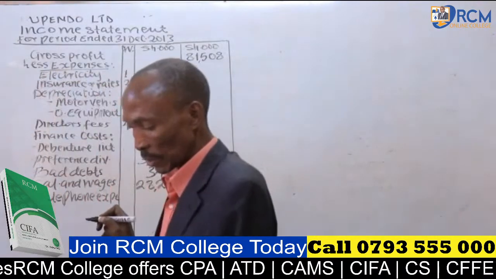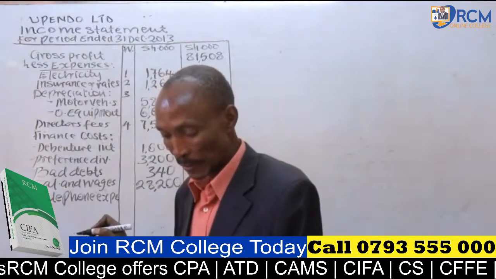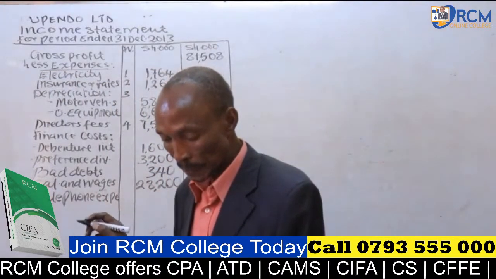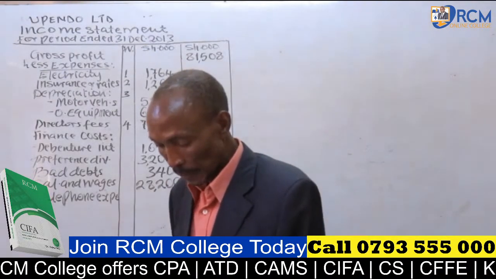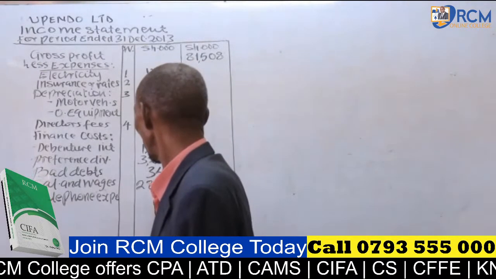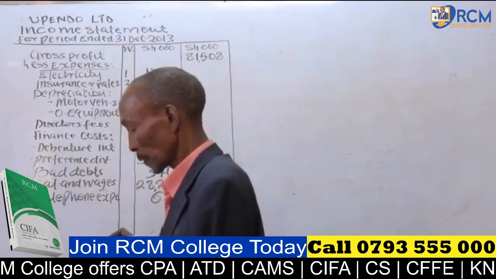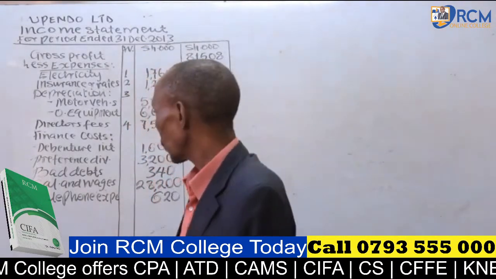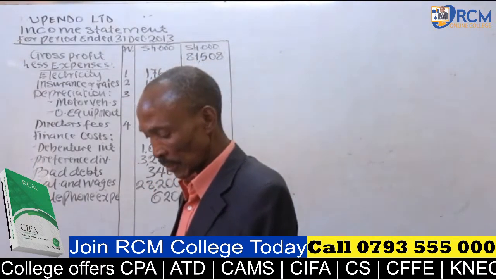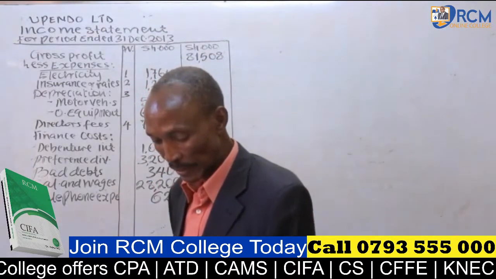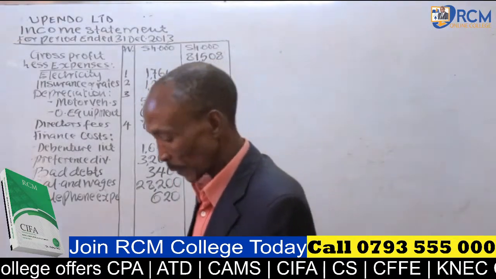The telephone expenses were 1216. We had telephone expenses 620. Telephone expenses. Electricity is already there. We have debenture interest, director's fees, general expenses after telephone. We have general expenses.